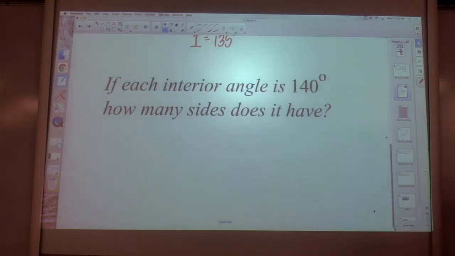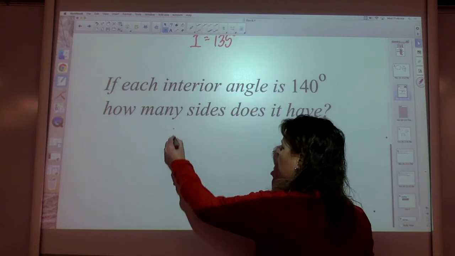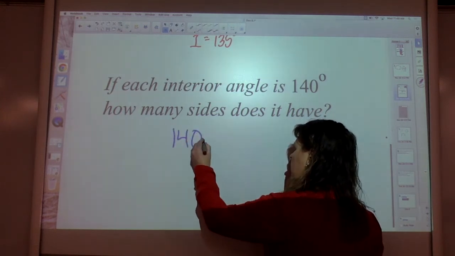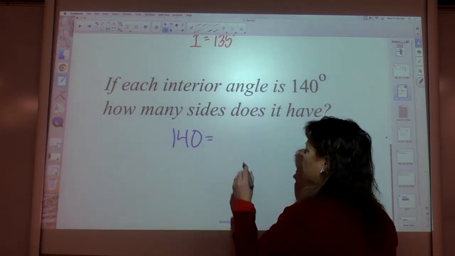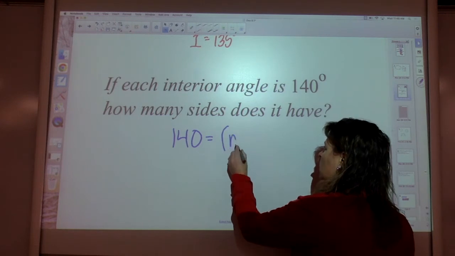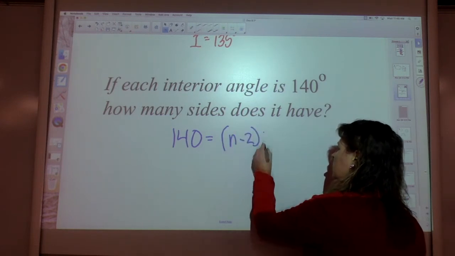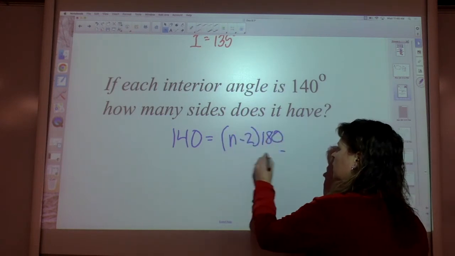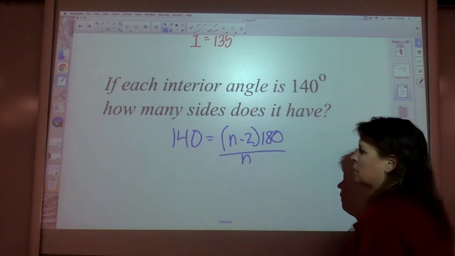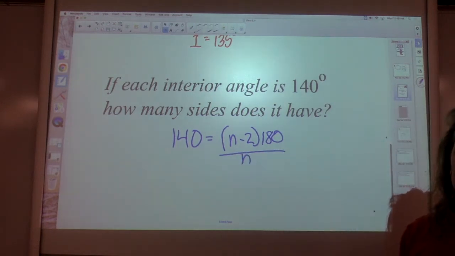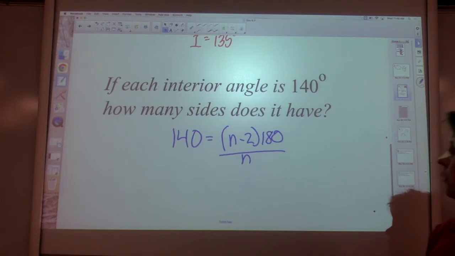Backwards. If each interior angle is 140, how many sides does it have? Each interior angle is 140. Now we know the answer. Here comes our algebra skills again. 140 equals (n minus 2) times 180 over n. We don't know how many sides it has. We have 2 n's, one variable, but in 2 different places. We're going to have to solve this.